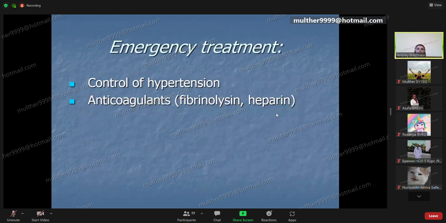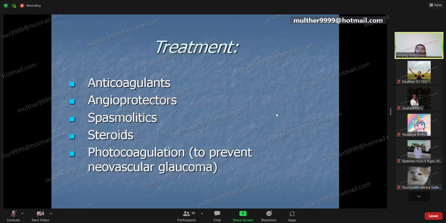Emergency treatment. Of course, control of hypertension, it's clear. Anticoagulants. Then we can use spasmolytics, steroids, photocoagulation, laser surgery to prevent the same complication as in case of arterial obstruction, I mean the neovascular glaucoma. I'd like to say that our treatment in case of arterial obstruction is effective and we have a chance for recovery of visual functions only if we start our treatment in the first 2 hours after the occlusion.